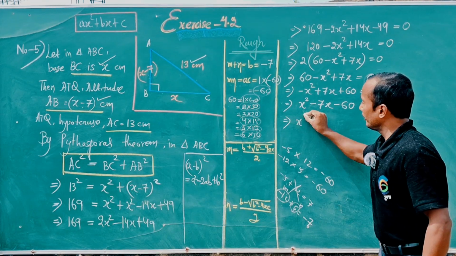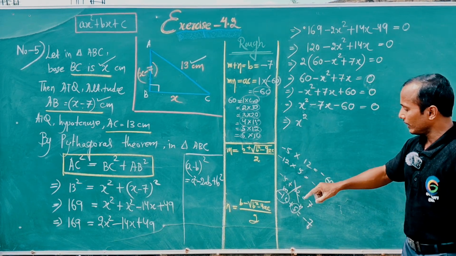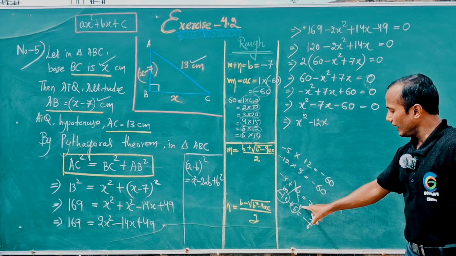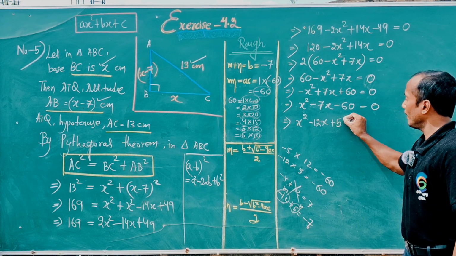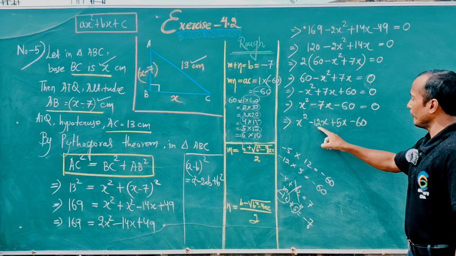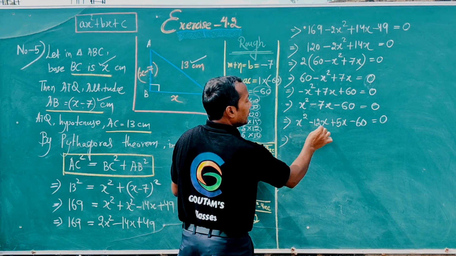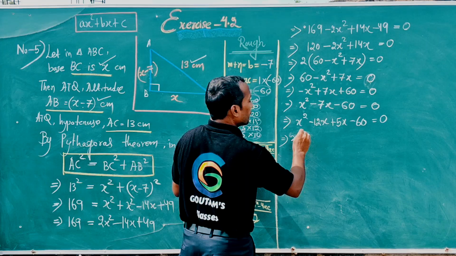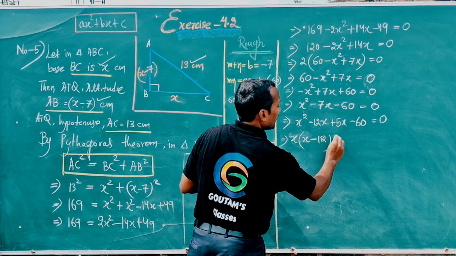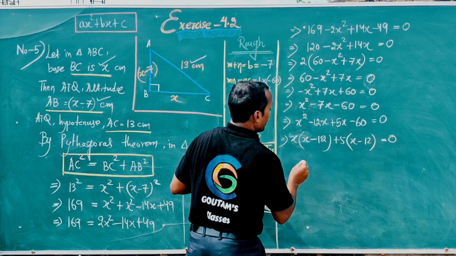So the first term will be copied as it is, the term ax square. Then m is minus 12x and n is 5, so plus 5x minus 60, mx and nx I have written, is equal to 0. Now what is the common part in these two terms? x. So x is left, minus 12 is left. In these two parts, plus 5 is taken common, x is left, minus 12 is left, equal to 0.